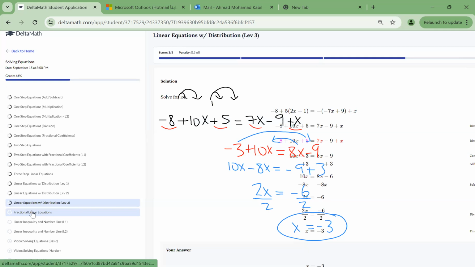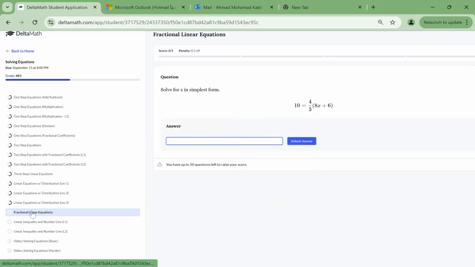And our final exercise for this video is fractional linear equations. So here we have 10 equals 4 over 3 times the bracket. Of course, if you distribute the fraction, it will be very complicated to do. So the easier thing to do here is to just multiply both sides by 3 first. And since this is multiplied by this, we don't need to distribute anything. We'll just cancel out this 3 with this 3 here. And we get 30 on the left. And this is equal to 4 times 8x plus 6. Now we can distribute, it becomes much easier.